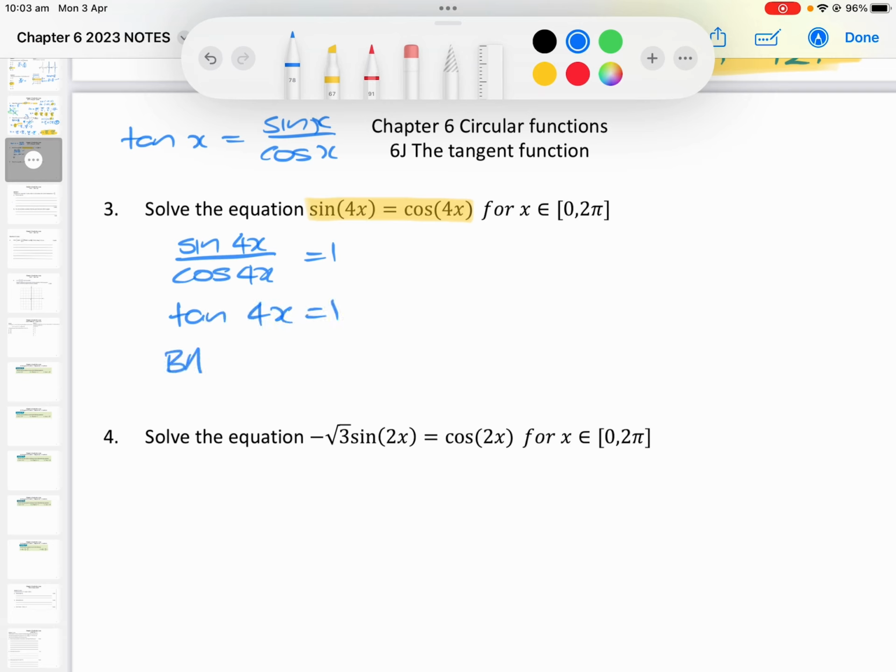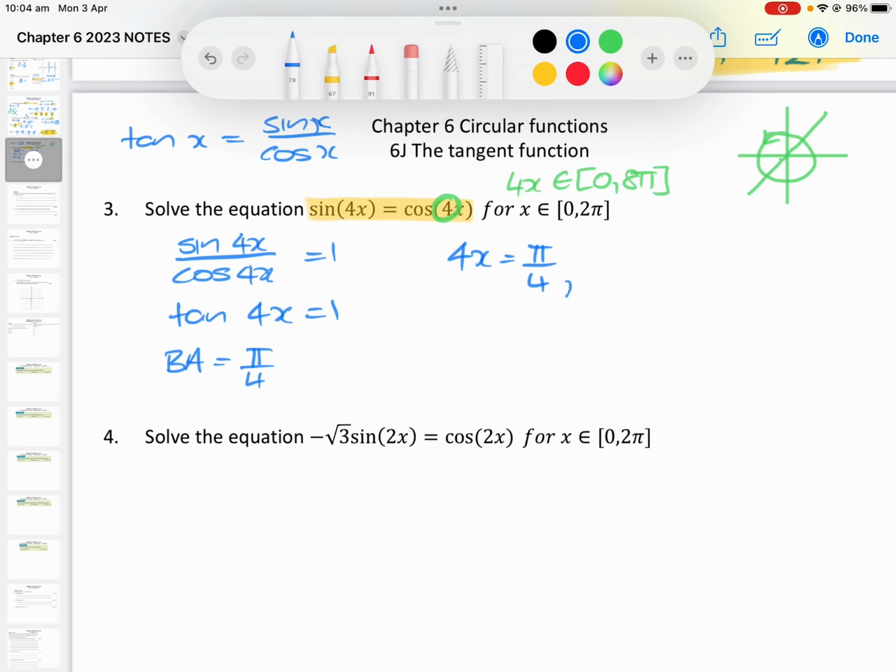So my base angle, the tan of what gives me 1, is the tan of pi on 4. So what happens is 4x is equal to pi on 4 is the first one. Now this time, if x is between 0 and 2 pi, 4x is between 0 and 8 pi. Or I can think of it as having to do 4 laps around the unit circle. So if you think about our answers, we're going to get 1 here and 1 here, and then we're going to go round 4 times, so we're going to get 8 answers.